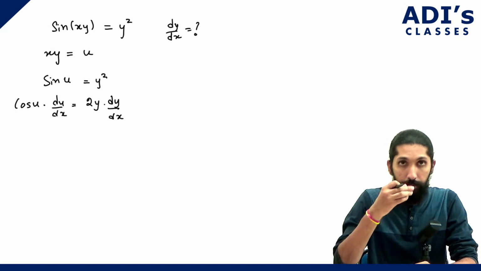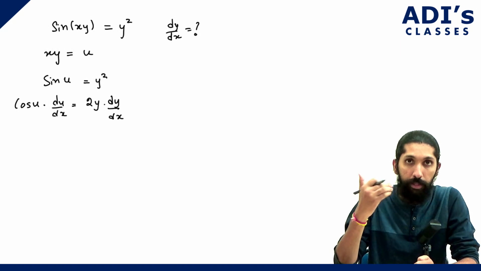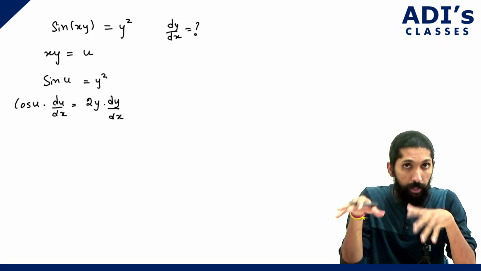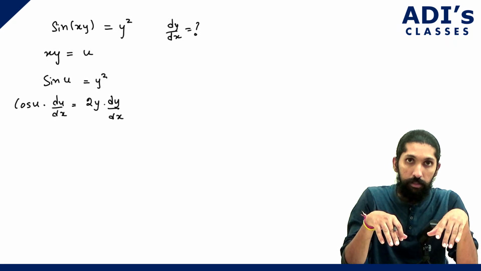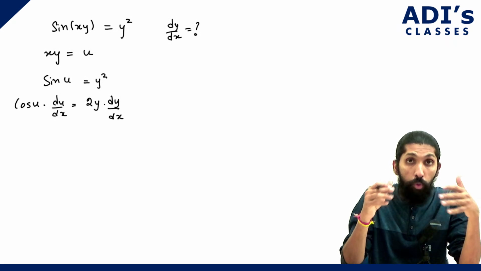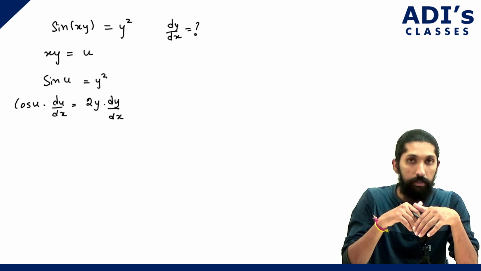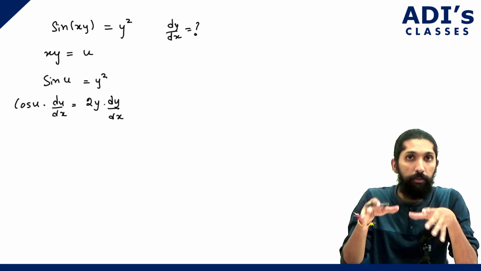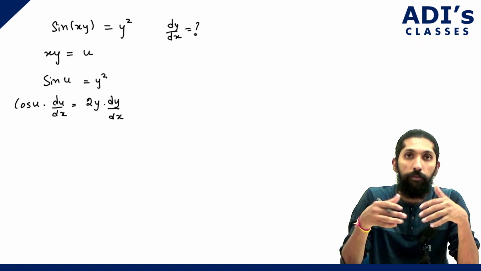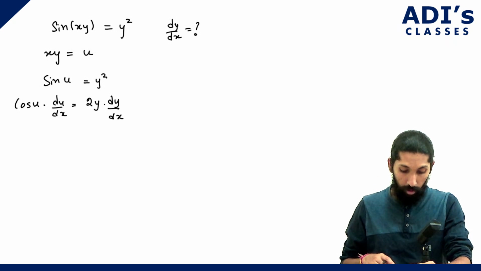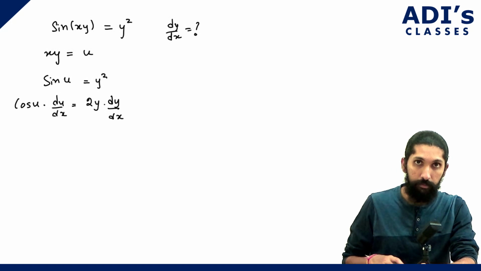So what we are trying to do here, we are differentiating with respect to x, correct? When you differentiate y with respect to x, you will get dy by dx. If you differentiate u with respect to x, you will get du by dx, isn't it? Whatever the variable we have, you are trying to differentiate with respect to x. That's all. So now cos u into du by dx, right?